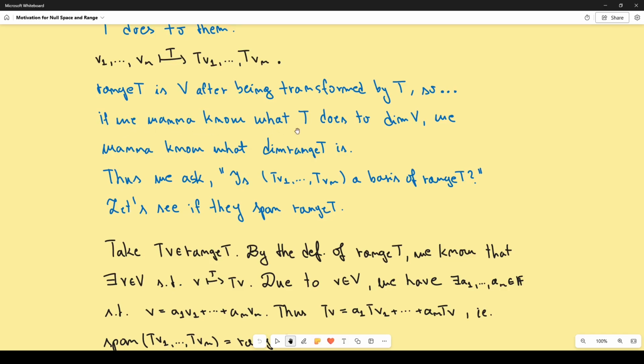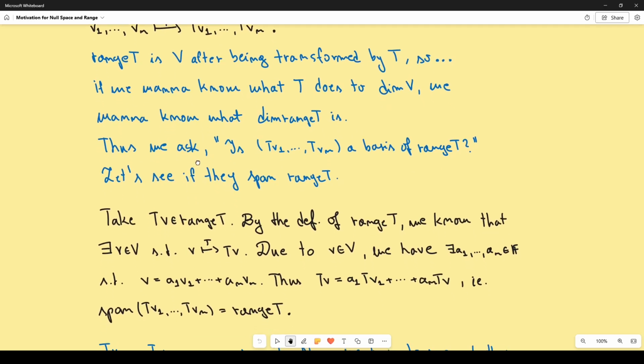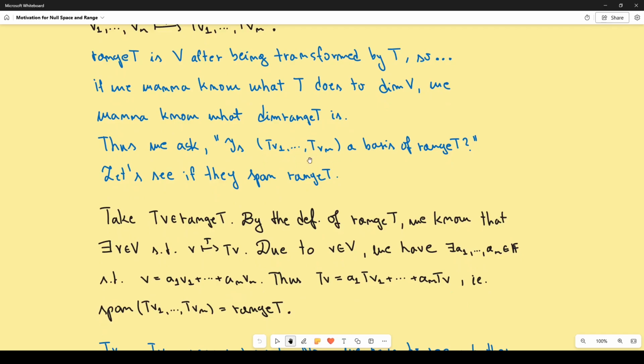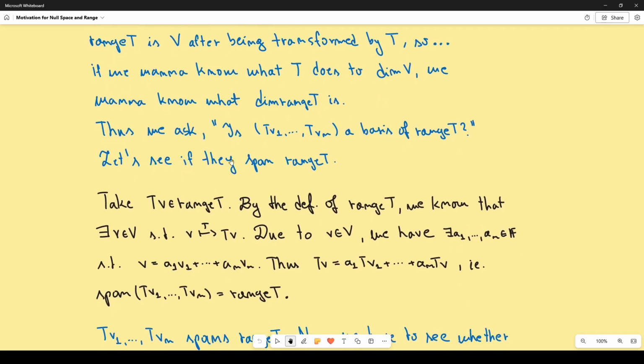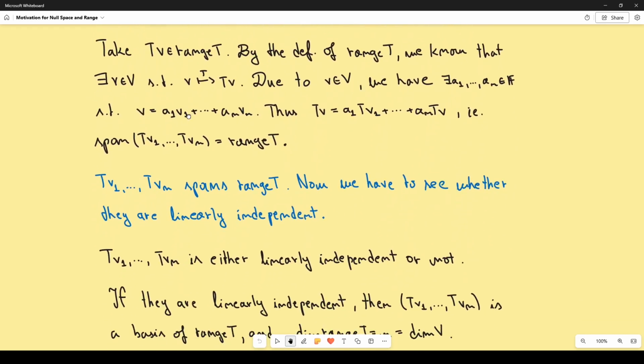So if we want to know what T does to the dimension of V, we want to know what the dimension of range T is. Thus we ask, is this list of vectors a basis of range T? So let's see if they span range T.